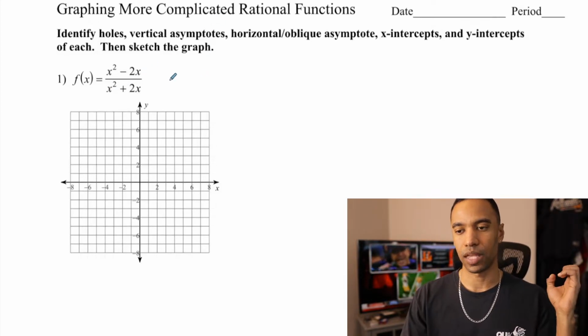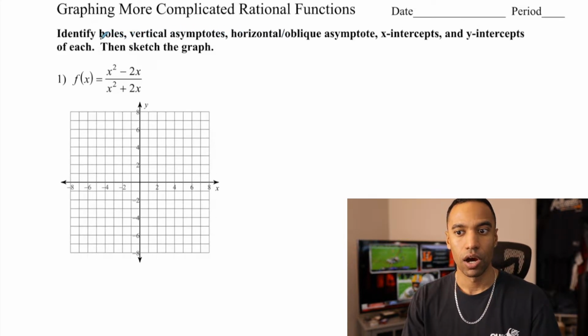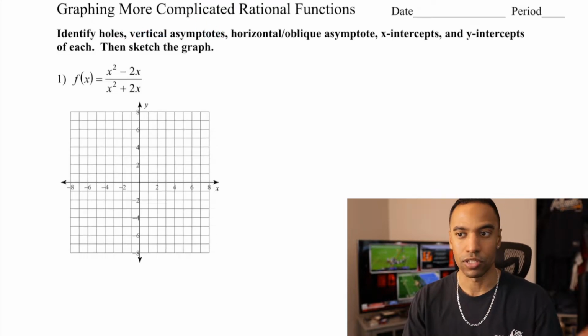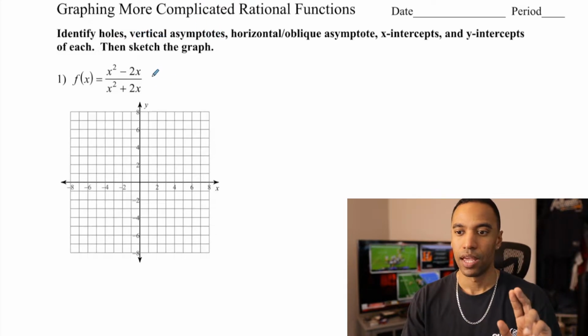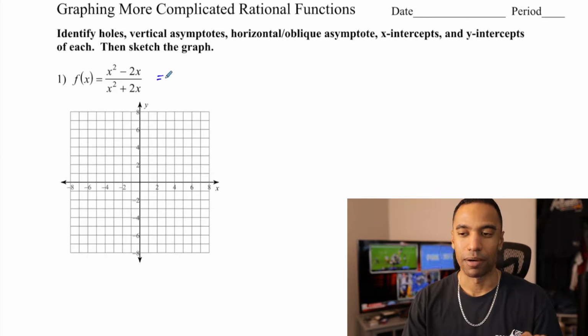Now, in order to get these things started, I really like to kind of almost go in the order that they provide us here, starting with holes and vertical asymptotes together. It's more so holes first if they're there. And here's what's going to happen. We have done this before.